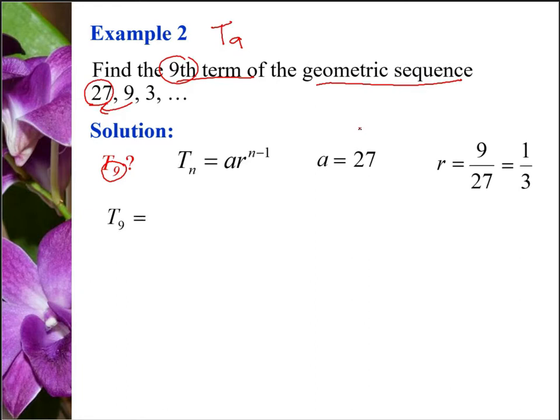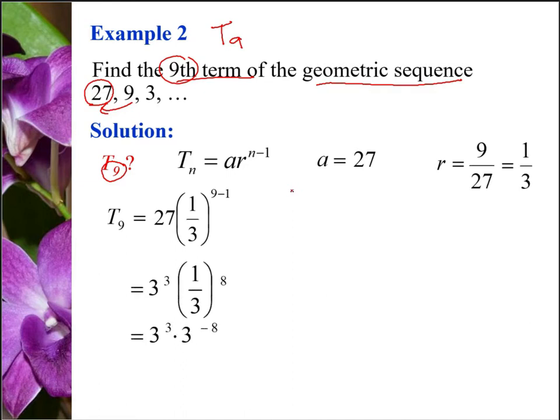Okay, then you just replace all of the values into the formula to find your ninth term. Now you can just press your calculator and simplify to get your final answer. Your final answer is 1 over 243. Here, if you don't want to change it to the same base, it's also acceptable, because we just want to find the ninth term. You can just press your calculator and straight away get this answer.